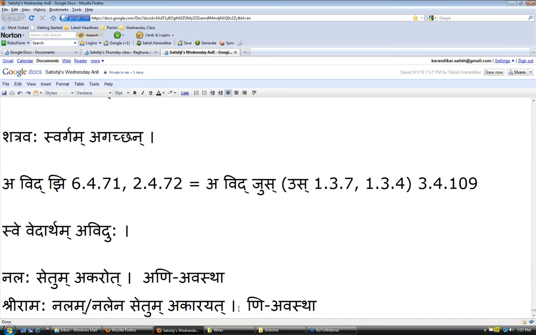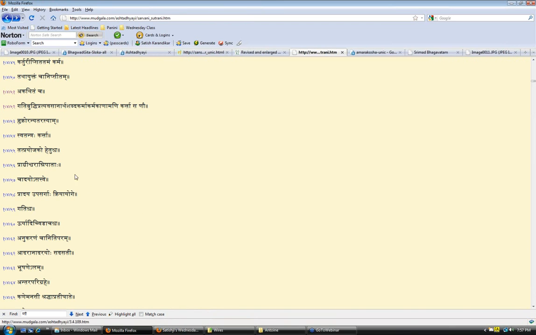Okay. Sri Ramaha Nalam Matva Nalena Setum Akarayata. So that's the 1453 sutra, 1453 with Rukro Anyatarasyam. But as I said, these have some details in them. So let's look at these two now. Let's go to the first one.